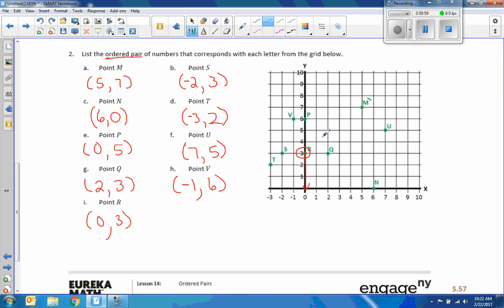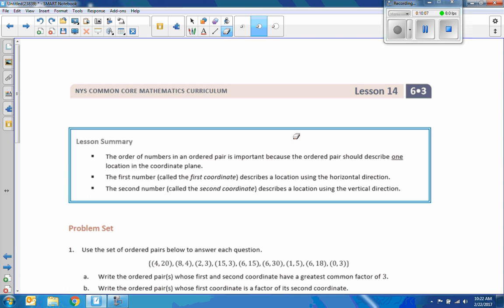Okay, so there are those 9 points. Hopefully you got those all correct. Okay, let's move on. Okay, that's the end of the lesson.